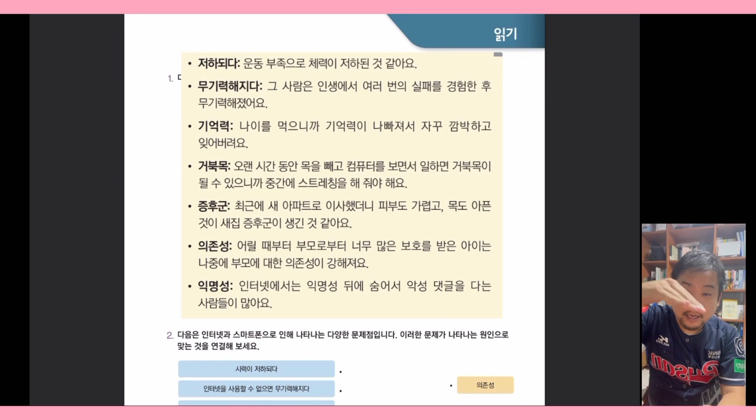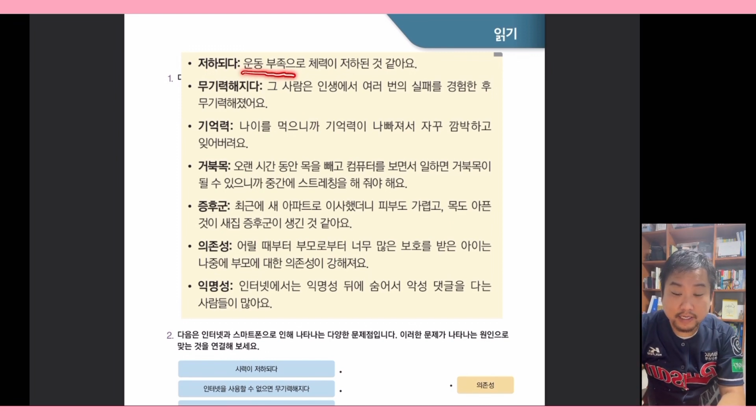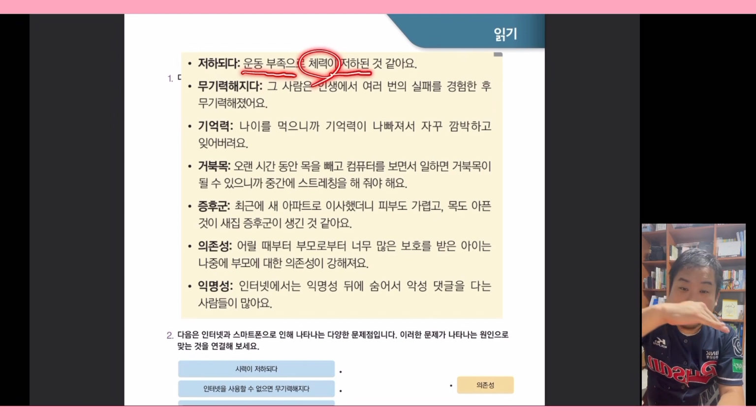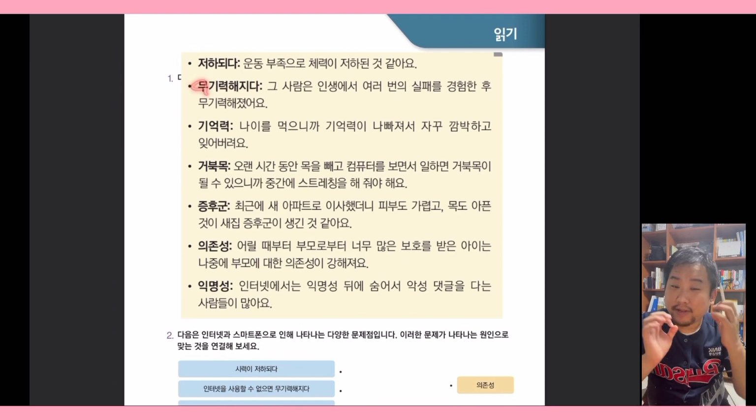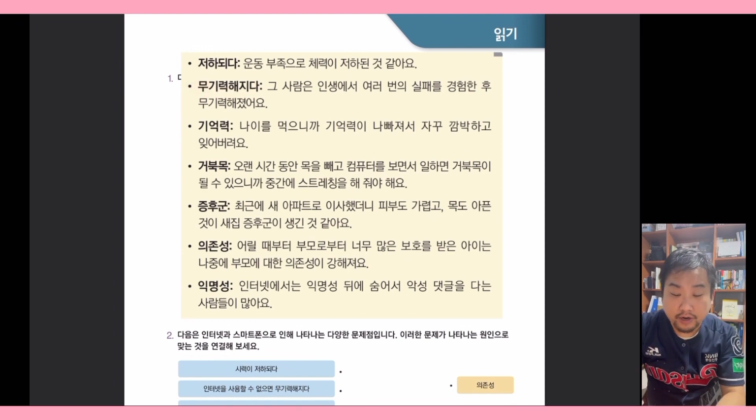저하되다 is decrease. So 운동 부족, lack of the workout, exercise. 체력이 저하되다, decrease. And 무기력하다. So 무 is empty energy and power. 무기력해지다. 그 사람은 인생, life, 여러 번, many times, failure. After experience many failure in his life, he become 무기력해지다. 기억력, 기억 is a memory, 력 is a capacity. So your capacity to memorize.